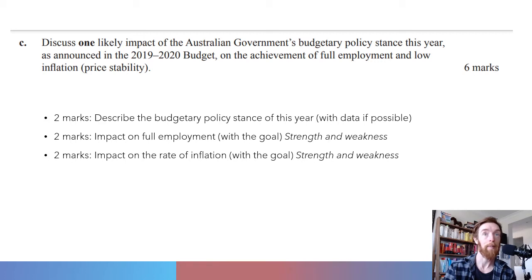2 marks for talking about the impact on full employment. So define the goal, talk about the strength and weakness of achieving it. And 2 marks for the impact on the rate of inflation, with the goal and strengths and weaknesses.